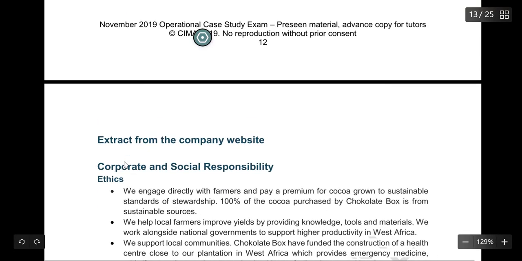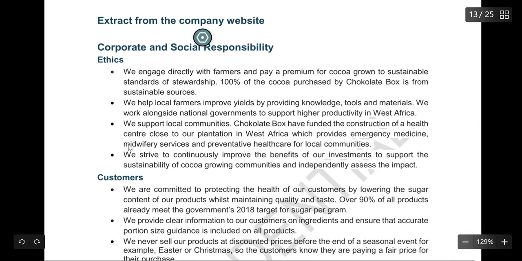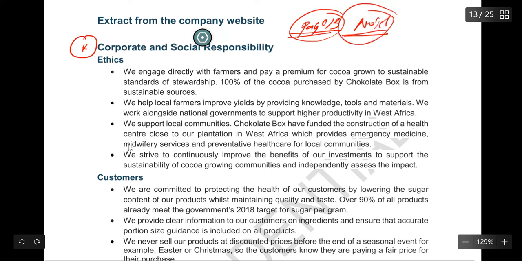So, extracts from the company website. This is a very important thing, students. And I am telling you, this page number 13, you need to somehow memorize this, or if you can't memorize it, create some notes or some sketches, at least that can keep it in your mind for some time.